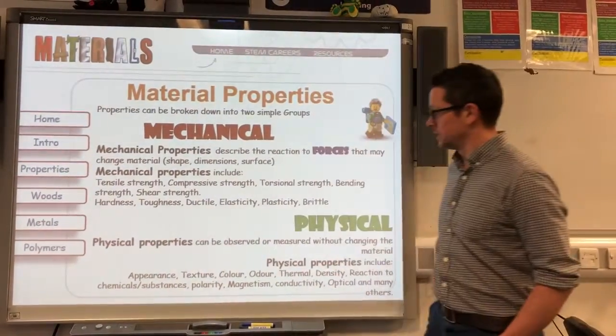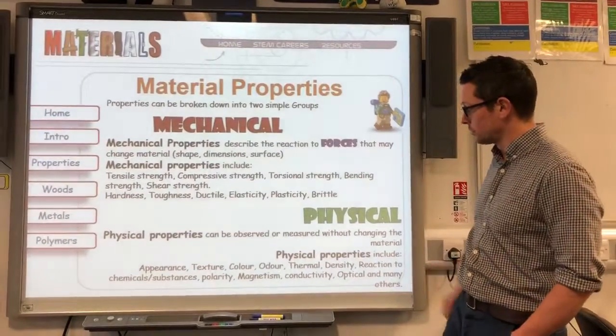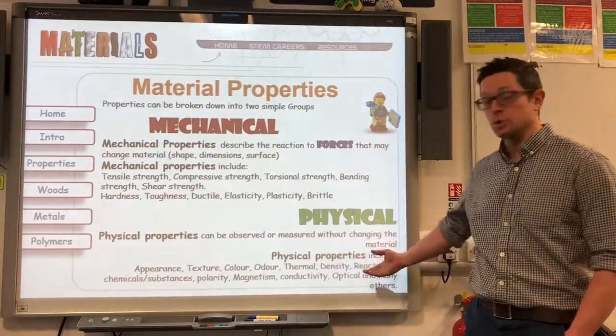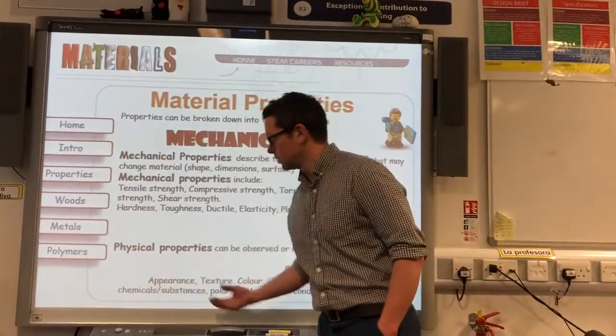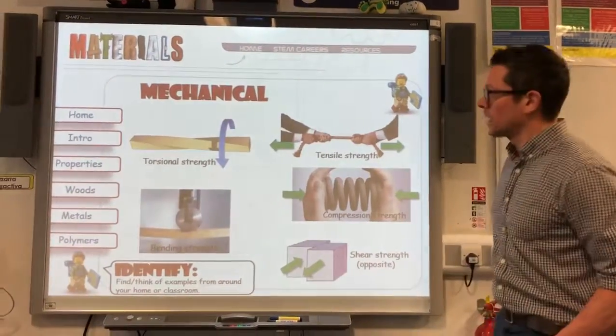Whereas physical properties can be observed or measured without actually changing the material. For examples, odour, colour, magnetism, conductivity, what does it do when we shine light at it, what's its density, okay, how does it respond to chemicals and those sort of things. Okay, often you will get questioned on these.